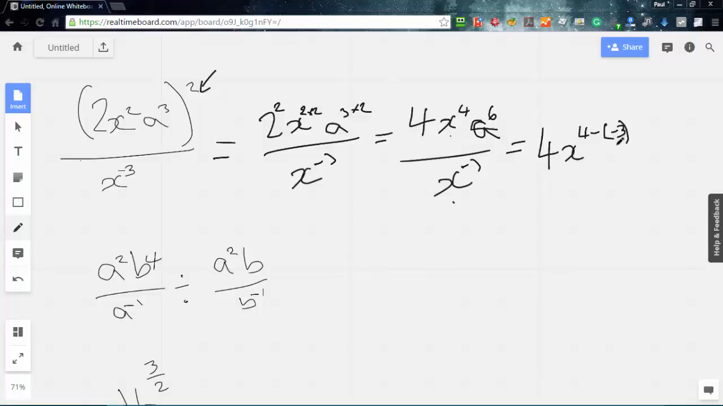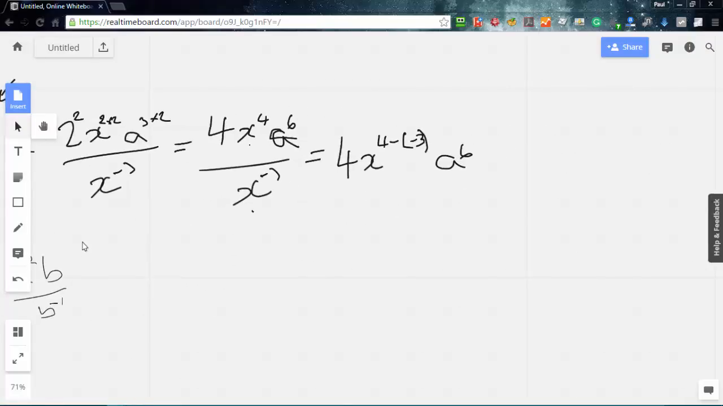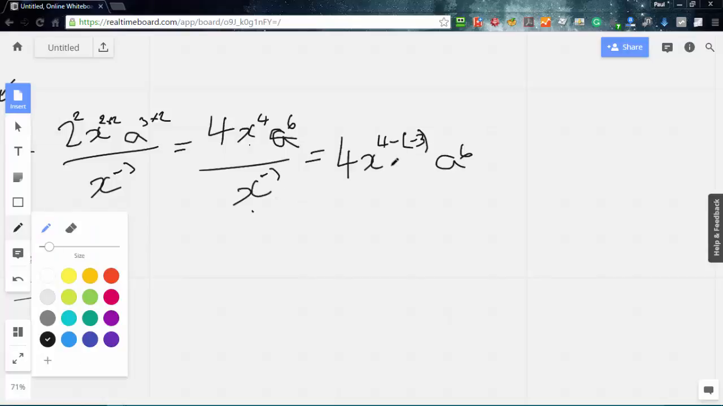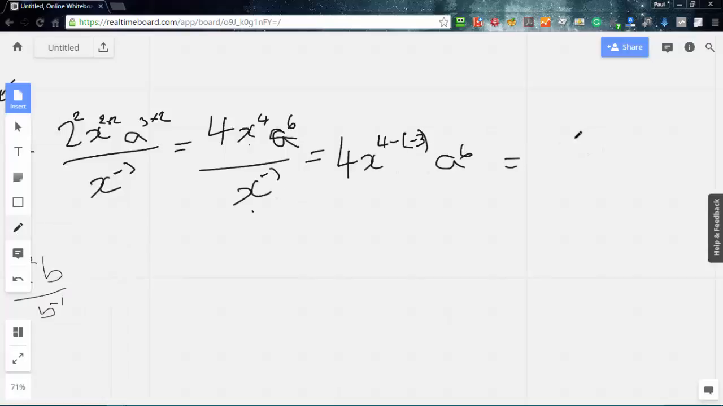Notice what I've done there. I've put the minus 3 from the bottom in brackets, and we've also got the minus that we're going to use because it's a division. And here I've still got a to the 6. I'll just scroll a bit to the left. So that is equal to 4, and then I've got x to the 4 minus minus 3, which is 7, a to the 6. Now that's the answer to that one.